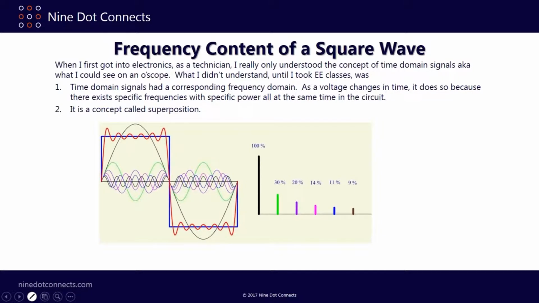It's a concept called superposition. When you're looking at a square wave, this blue is the ideal square wave, then the actual square wave is going to be more like what you see in red. But it can only happen like this in time because in the frequency domain, you actually have multiple different frequencies.